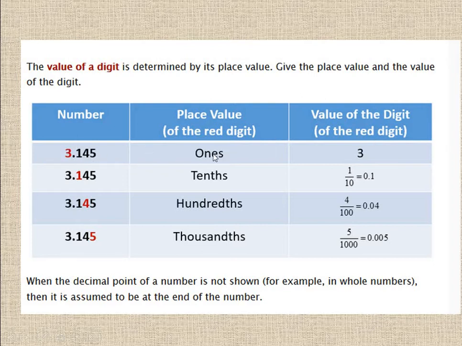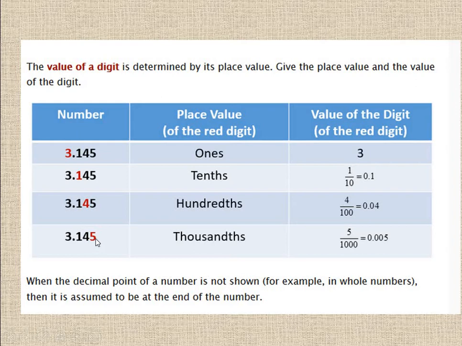Here 3 is in the ones place and this is the value of 3. Now, suppose 3.145. Now, 1 is in red ink. So, what will be the place value of 1? As we already know, on the right side of the decimal point, the first place is tenths. So the place value of 1 will be tenths and its value will be 1 upon 10 or 0.1. Now in the next number, we have to find the place value of 4. As we know, the 4 is in the second place to the right of the decimal point. So its place will be hundredths and its value will be 4 by 100 or 0.04.